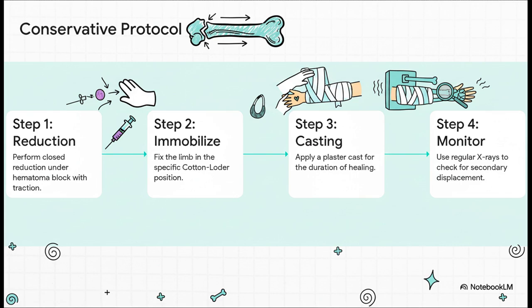Step 2 is getting the wrist into a very specific position, we'll talk about that in a sec, to keep it reduced. Third, you slap on a plaster cast. And fourth, and you absolutely cannot skip this, you have to monitor them. We get regular x-rays because, trust me, these fractures love to displace secondarily, right inside the cast.